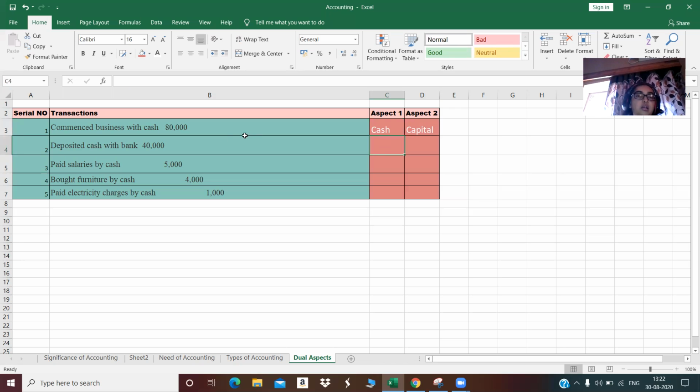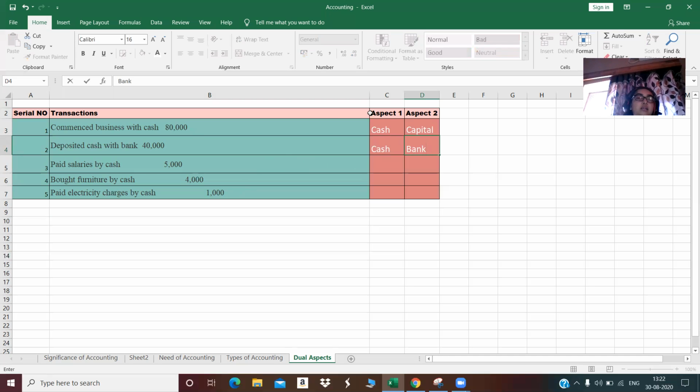Now the next transaction, deposited cash with bank 40,000. That means cash deposited in bank 40,000. So here also there are two aspects, and I hope it is clearly understood at least. Why? The reason being, we are depositing cash into bank. That means bank is being increased and our cash is being decreased. So the two aspects are clearly understood. Cash is one point and the other is bank. Let me write it down.